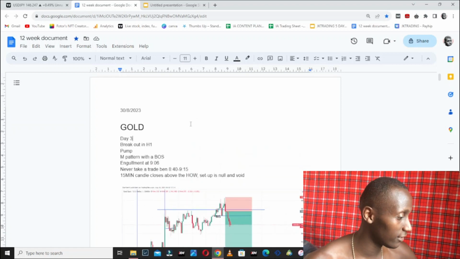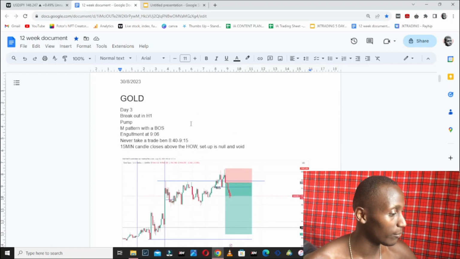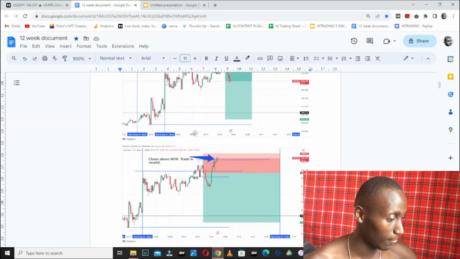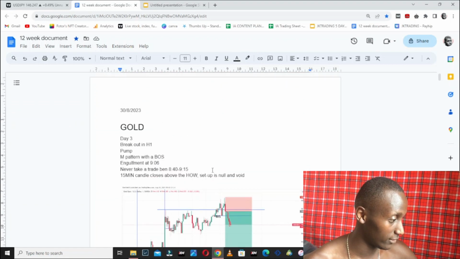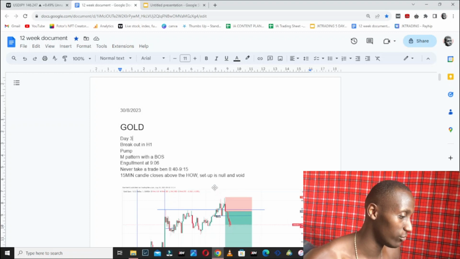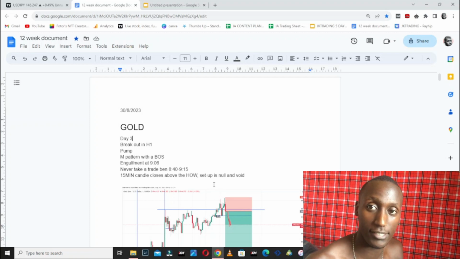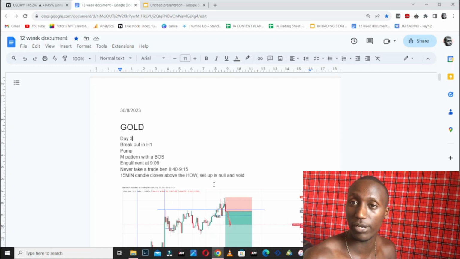So you can see gold gave us a beautiful setup, but we got stopped out. Alright, but we followed the process. You can see day 3 breakout in first hour. We have the pump, we have an M pattern with a breaking structure, engulfment, and yeah, the lesson is never take trade between 8:40 and 9:15, because that is when we have the manipulation time.